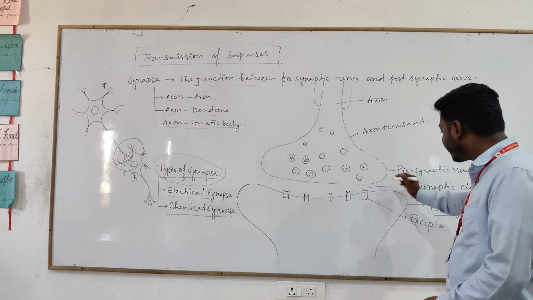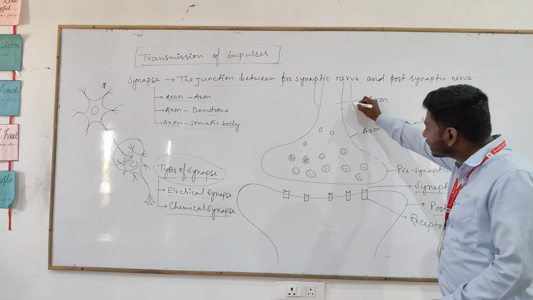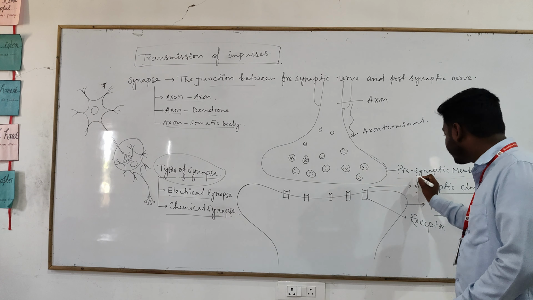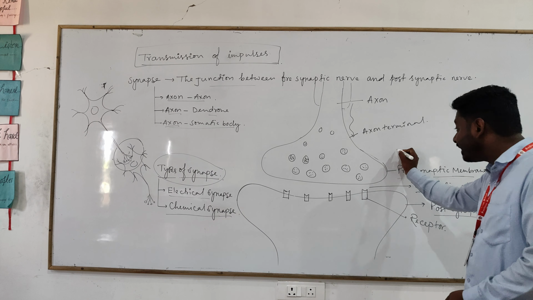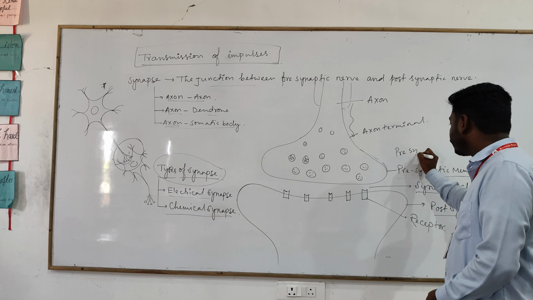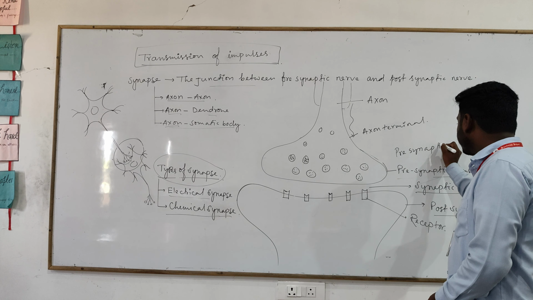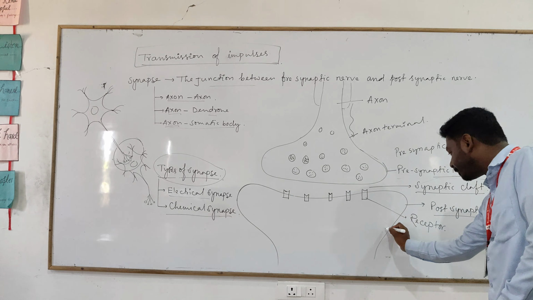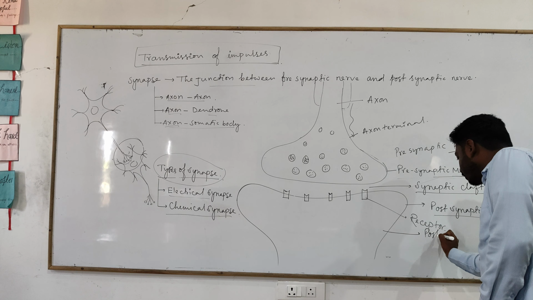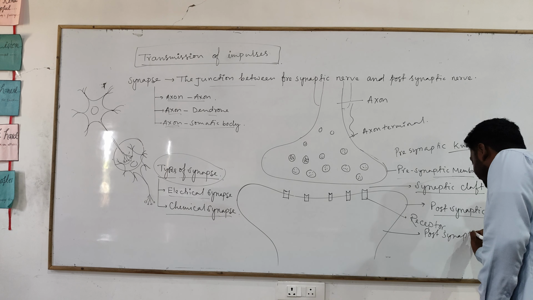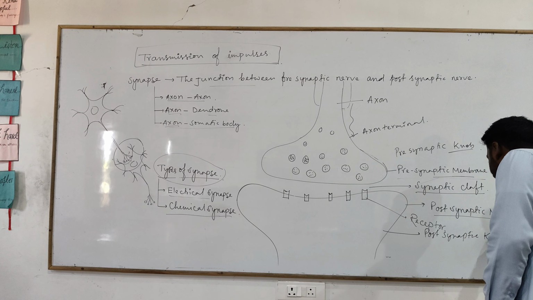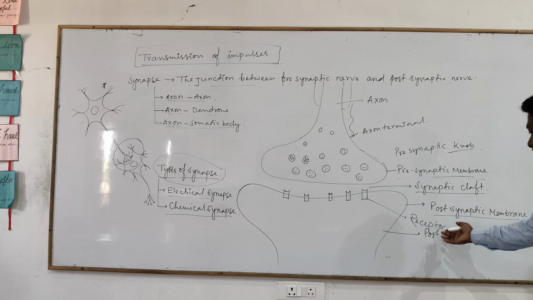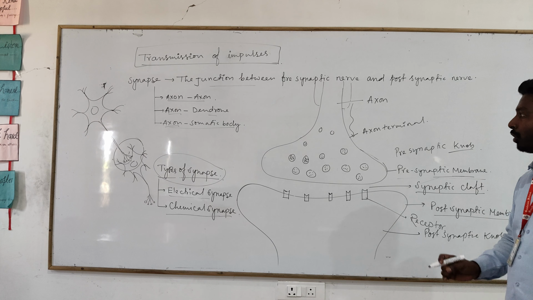When the signal comes into the end part, this membrane belongs to the presynaptic nerve, and this other part is known as the postsynaptic nerve, and the membranes are known as the presynaptic membrane and the postsynaptic membrane.